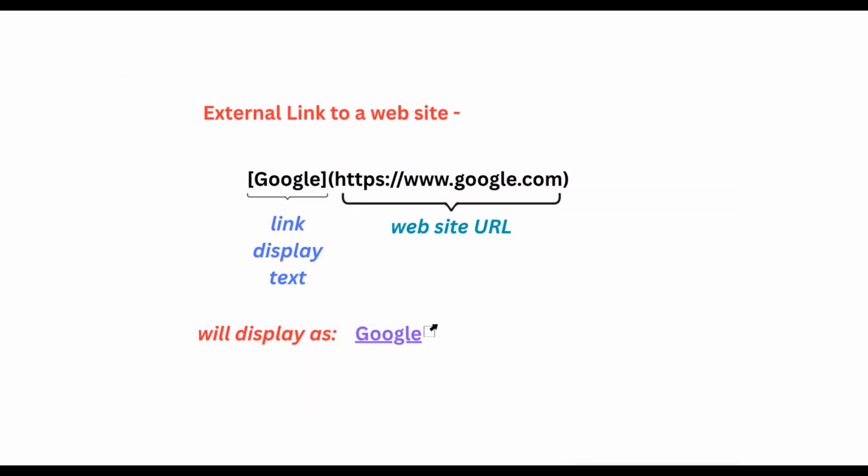The structure for an external link to a website is to place your link display text within single brackets. This is the text that you want displayed for the link, followed by the target website's URL in parentheses, as shown in the example. So in brackets, I have the word Google. That's what I want displayed for the link. In other words, here's the completed link down here. I want it to say Google. Again, I can put anything I want in here.